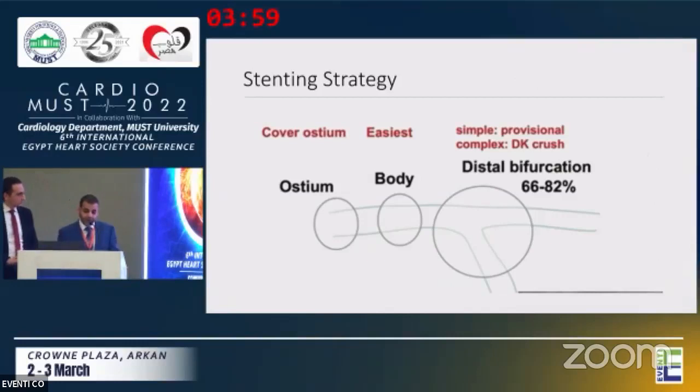Okay. Third thing about stenting strategy. Stenting strategy differs according to which area of the left main you have the lesion. Is it ostium and body or distal lesion? Distal bifurcation lesion in left main is about 80% of the cases.